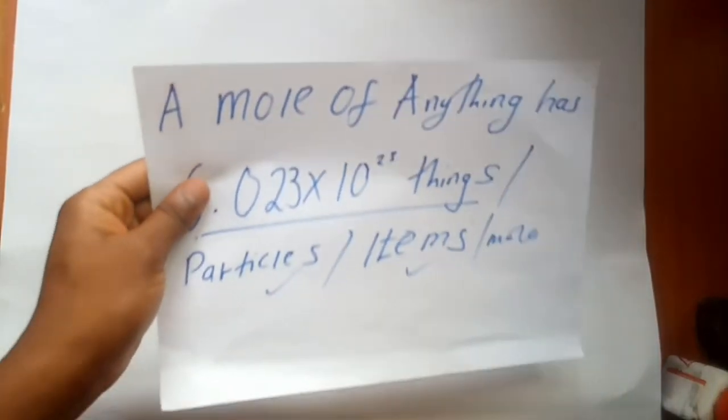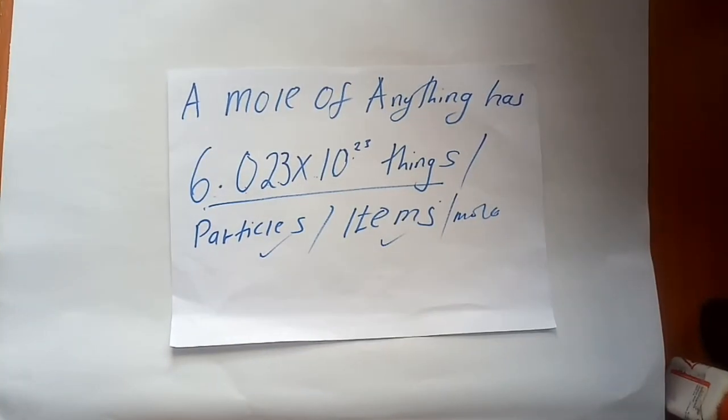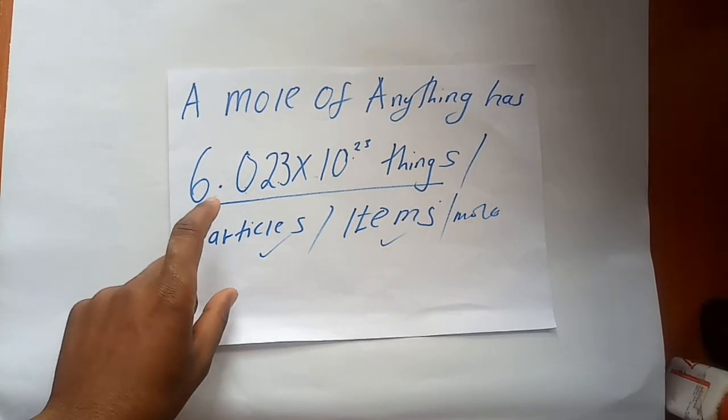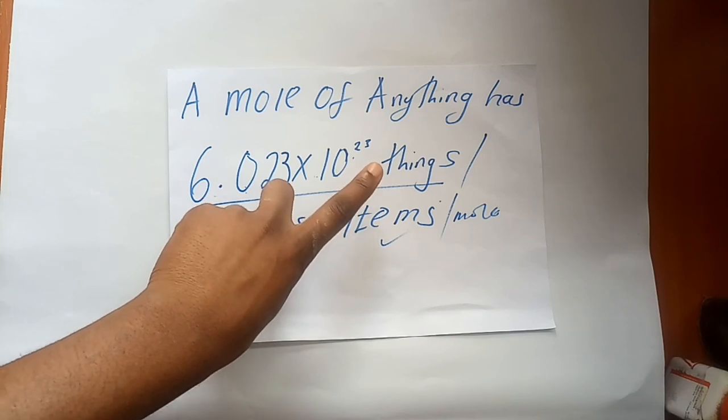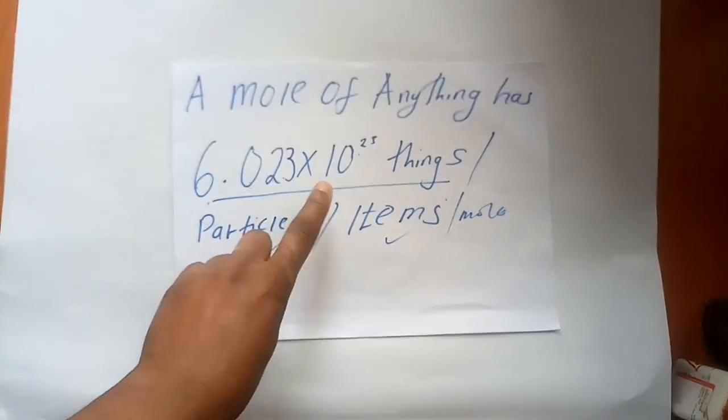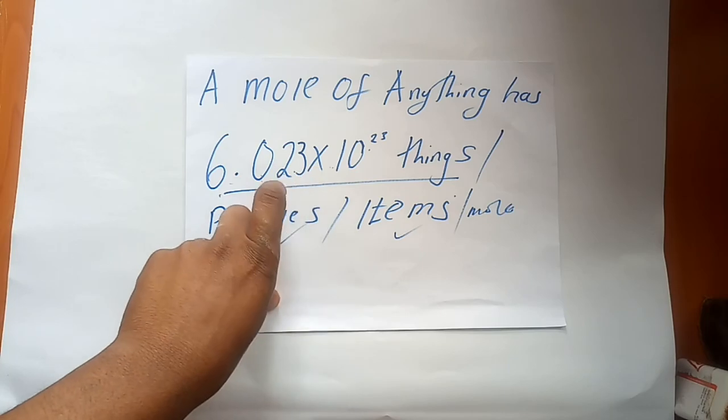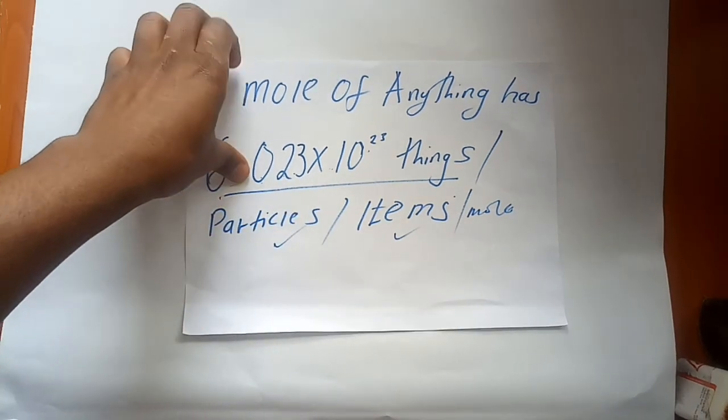Just to summarize that, what is a mole? We have said that a mole is a name given to a specific number of things, and we've said that the number of things is 6.023 times 10 to the power of 23. And we've said that in any calculation you'll always be given this number, so not to worry.